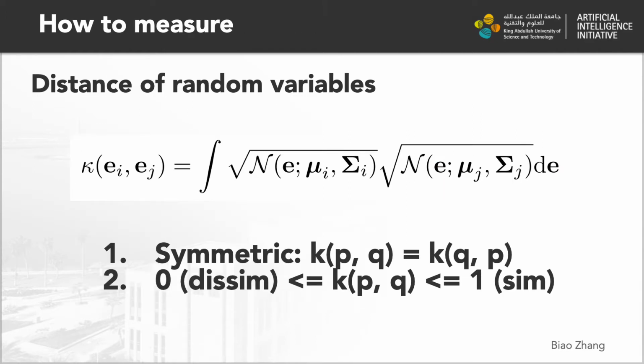Actually, there are many ways to measure distances of random variables, like the famous KL divergence. In this work, we choose this equation for two reasons. First, it is symmetric. Second, it is normalized. The value is between 0 and 1.